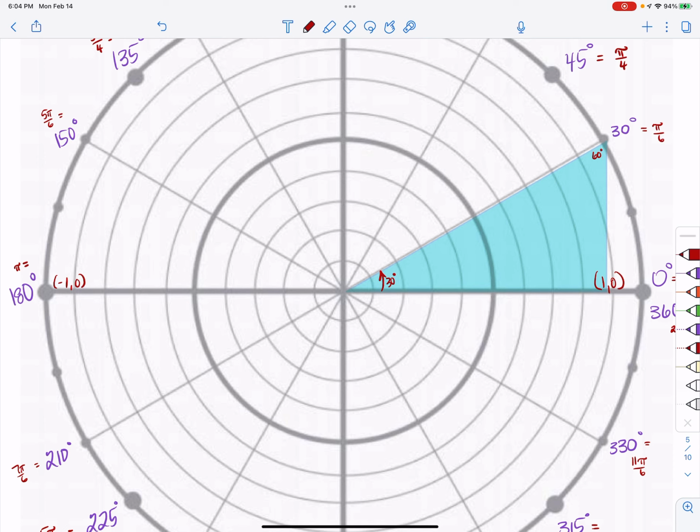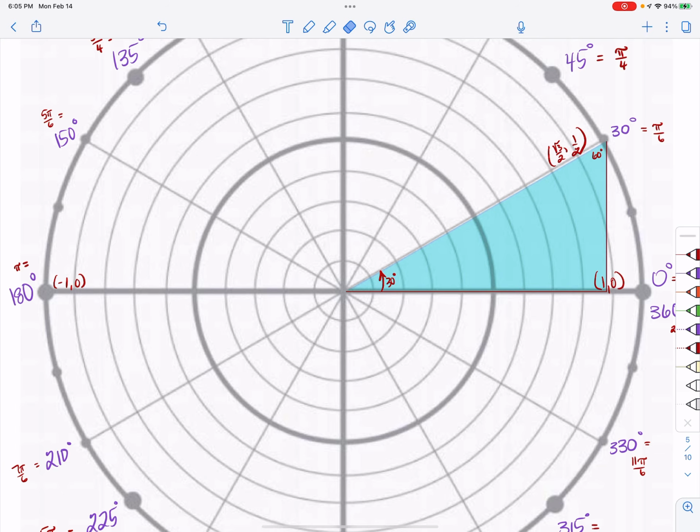Now, I'm hoping that you can look at this. This is a 30, 60, 90 triangle. And I'm hoping that you can see that there is a short leg and there is a long leg. If I follow the long leg, that's going to be my x value because it's going to the right. And so my x value here is going to be √3/2. And then my y value is going to go up. And that's my short leg. And my short leg is going to be 1/2.